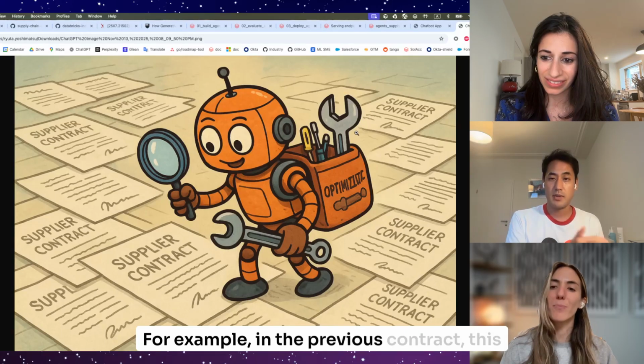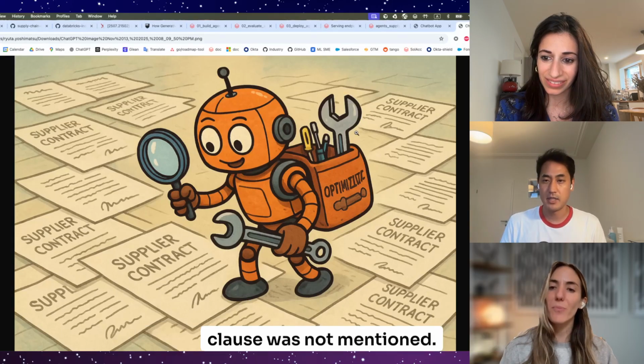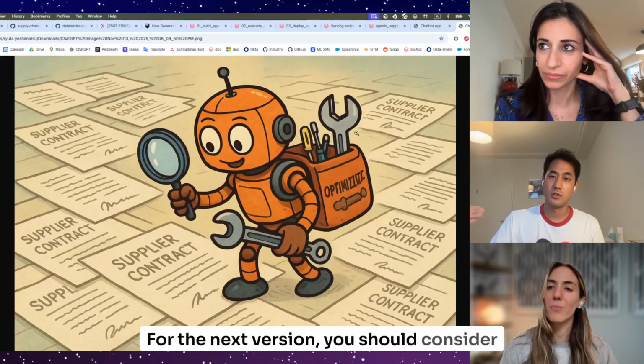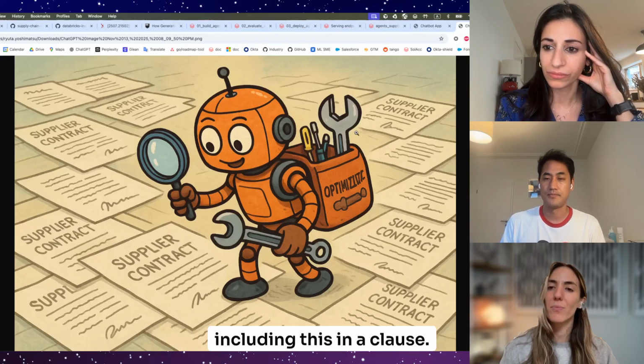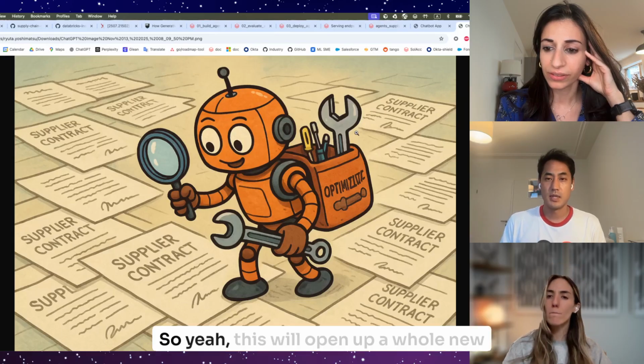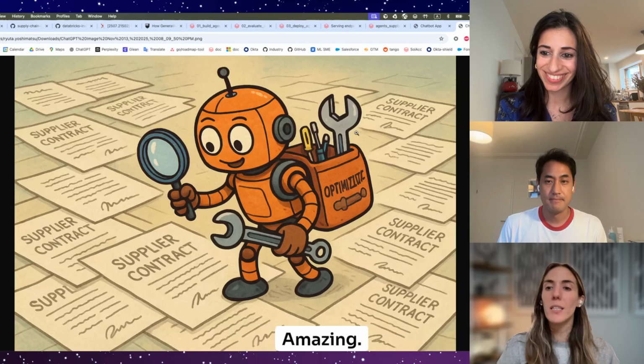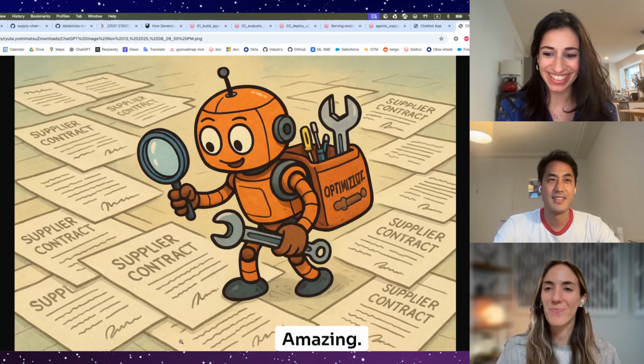For example, in the previous contract, this clause was not mentioned, for example, inventory buffer or TTR. For the next version, you should consider including this in a clause. Very nice. So yeah, this will open up a whole new application here as well. Amazing. Thanks. Amazing. Thanks, Ryuta.